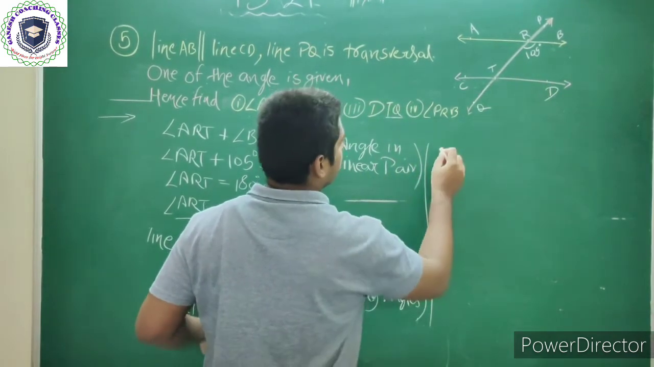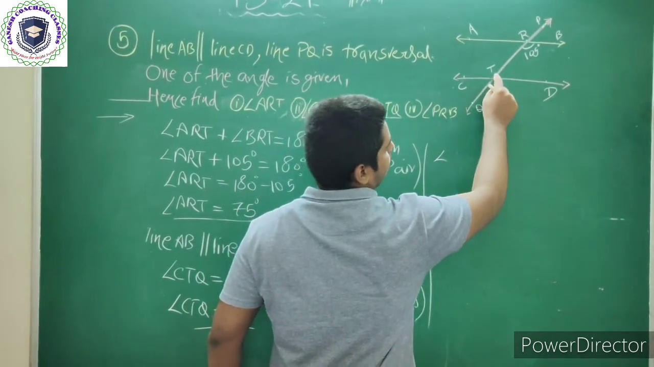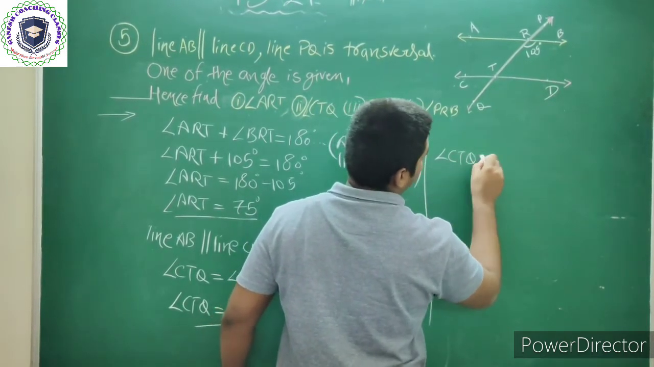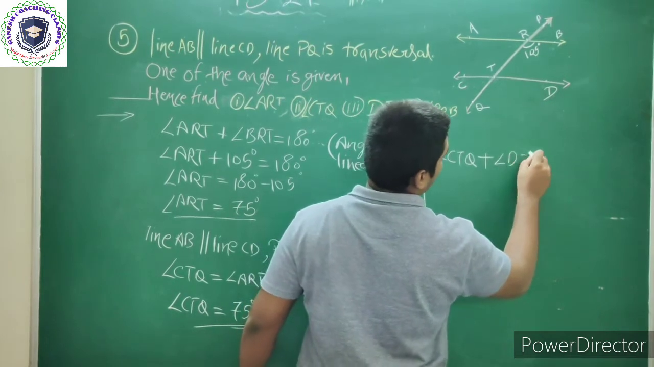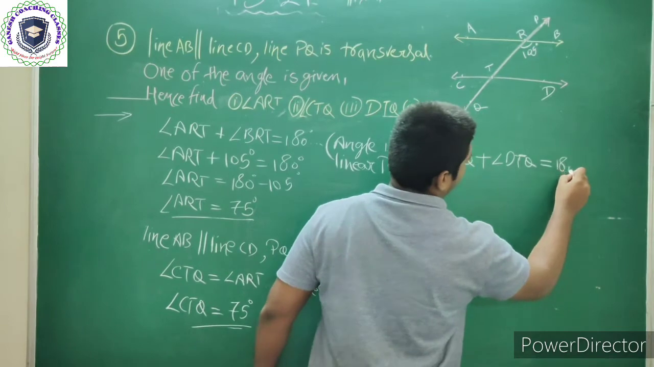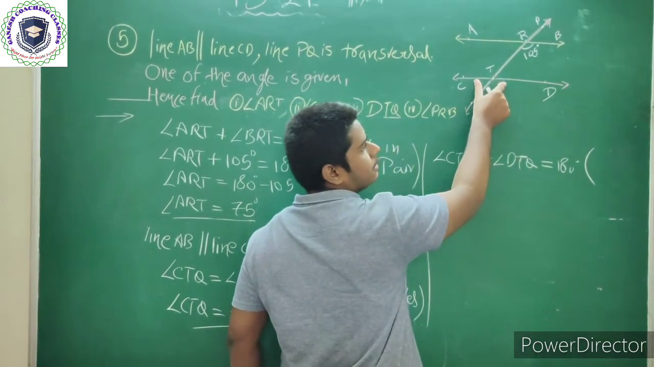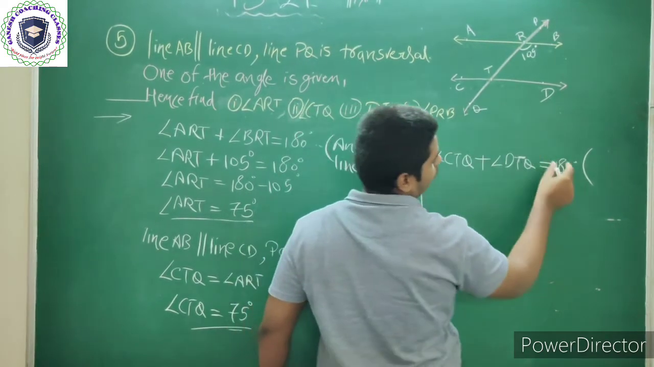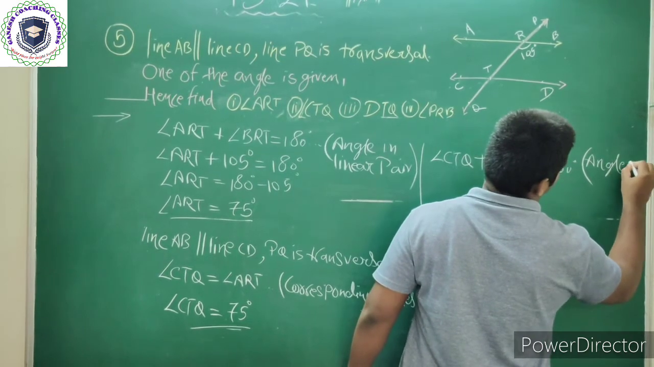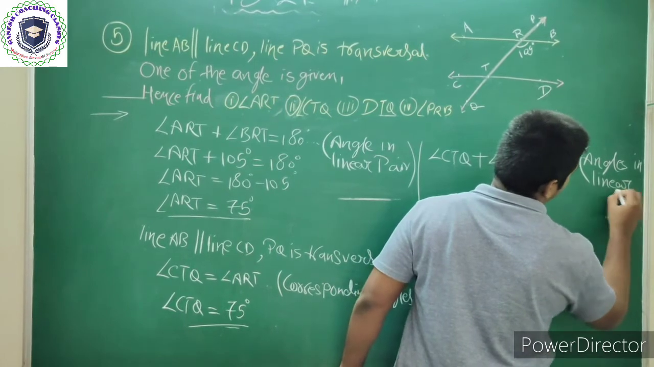So we can find the measure of DTQ by two methods. I am solving it by angles in linear pair. You can solve it by corresponding angles also. So angle CTQ plus angle DTQ will be 180 degrees. What reason do we write? Because these two angles form angles in linear pair on either side, so the measure will be 180 degrees. Angles in linear pair.